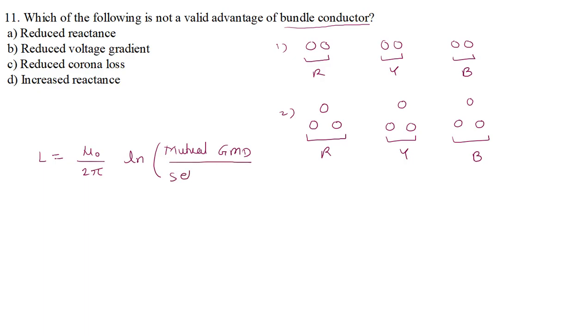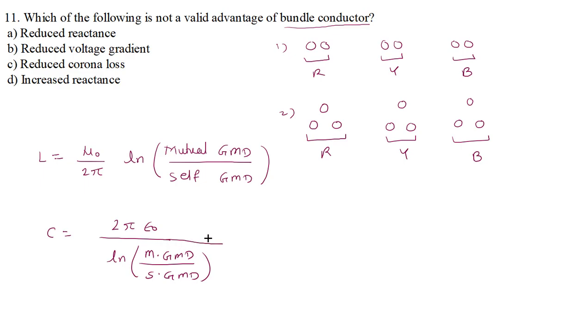So this is the expression for line inductance, in Henry per meter. Likewise, the capacitance C is 2 pi epsilon 0 upon natural log of mutual GMD by self GMD. Mutual GMD by self GMD. Okay, so these two expressions we should remember.